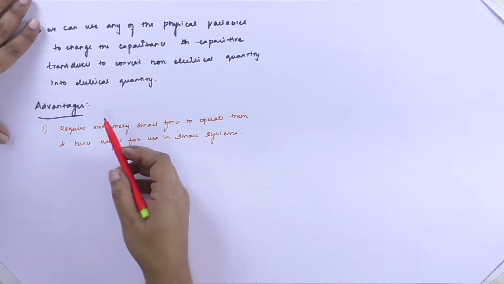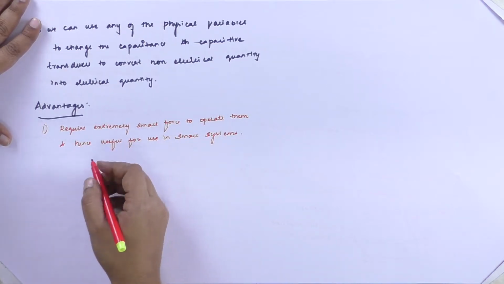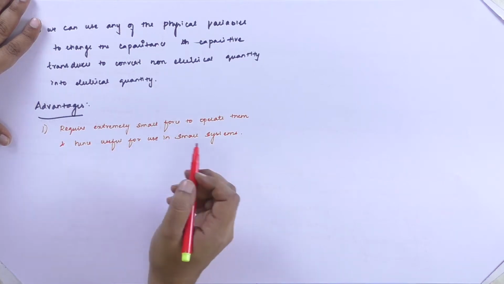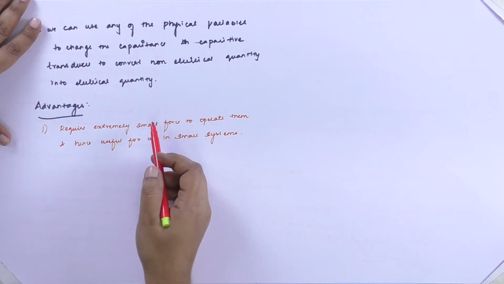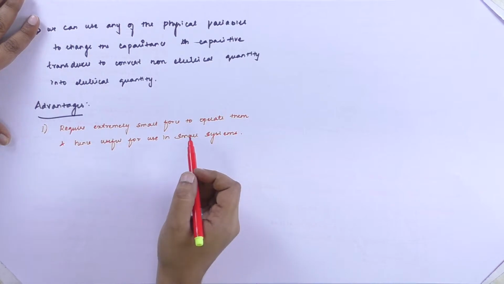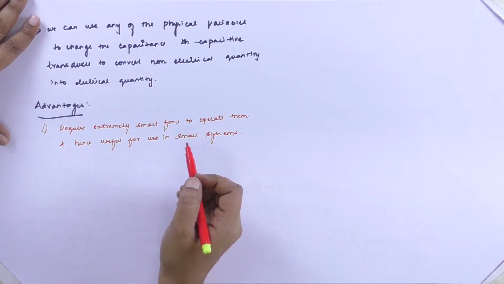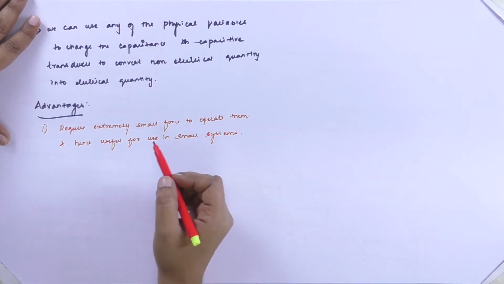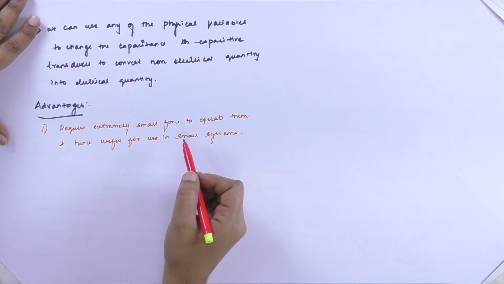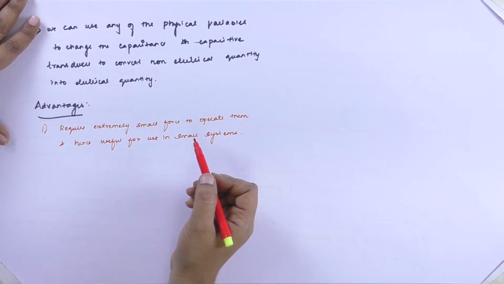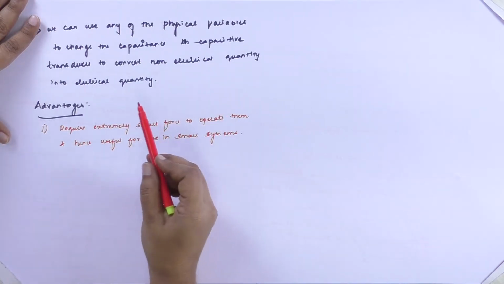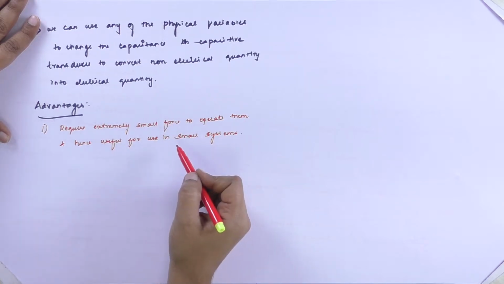So generally the capacitive transducers are passive transducers, that is, they require an external source for their conversion, for converting non-electrical quantity into electrical quantity. So this is also called externally powered transducers, because the capacitive transducers are passive transducers which require an external source for their conversion of non-electrical quantity into electrical quantity.